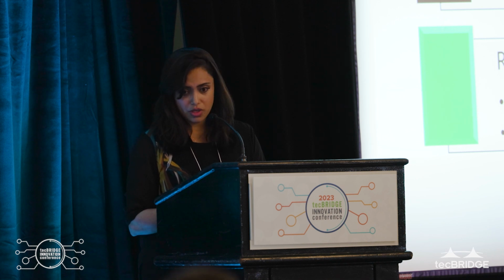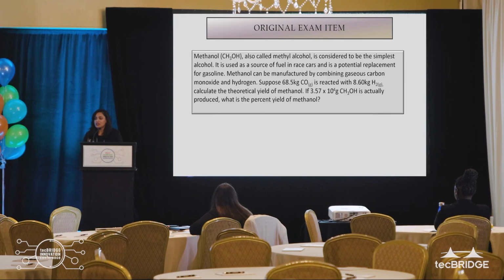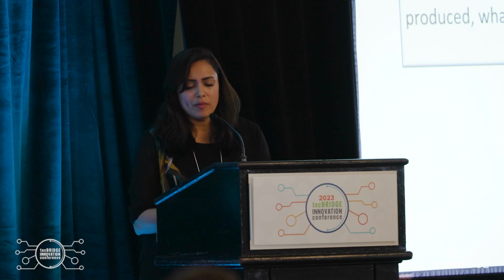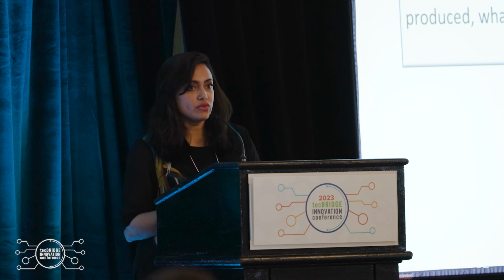So I'm going to show you one of the questions that we used in our study. Again, this has been used on exams before. So again, this is general chemistry. This is the topics of limiting reactant and percent yield. And it gives you a little bit of background about what methyl alcohol is. So you get a little bit of background, and you talk about how it's manufactured, and then students are supposed to figure out how to calculate its theoretical yield. And then using that theoretical yield, they're expected to figure out percent yield.